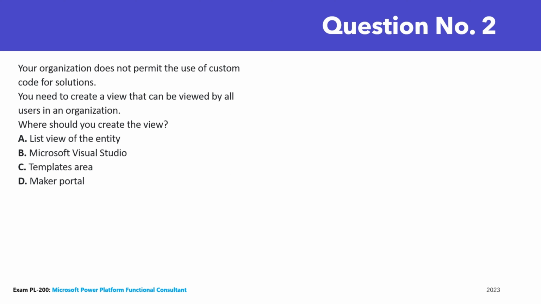Your organization does not permit the use of custom code for solutions. You need to create a view that can be viewed by all users in an organization. Where should you create the view? A. List view of the entity. B. Microsoft Visual Studio. C. Templates area. D. A Maker portal. Correct answer, A. List view of the entity.